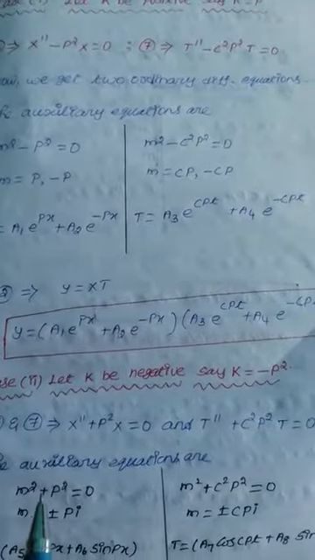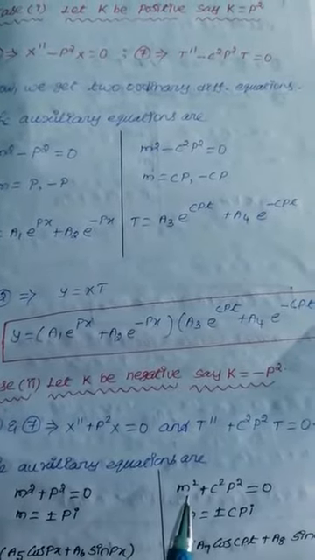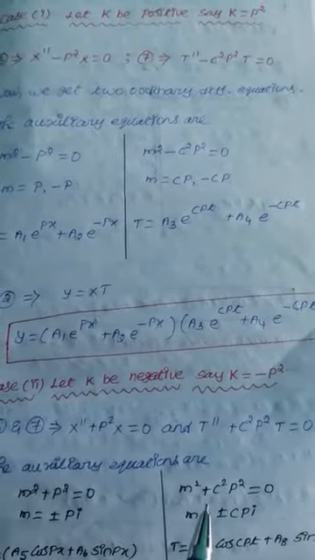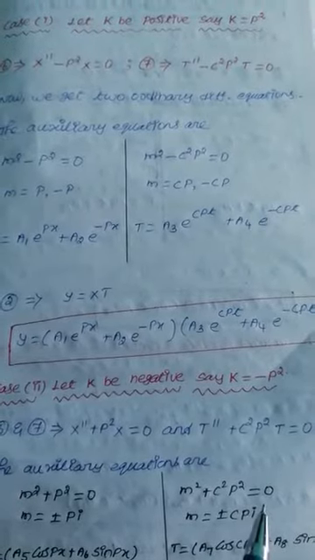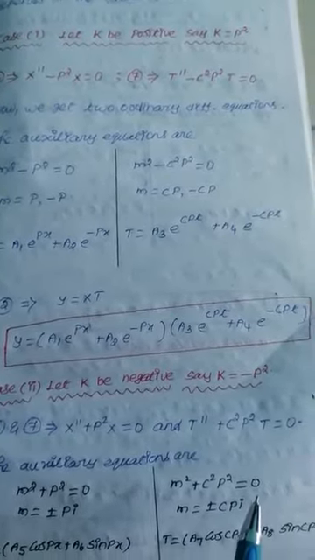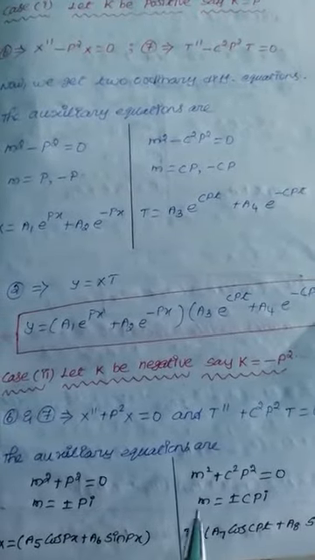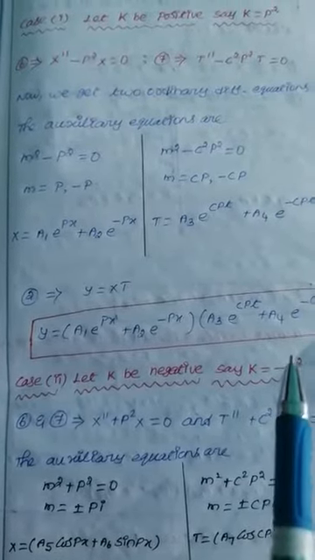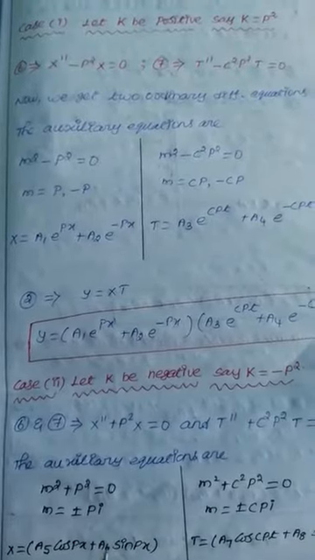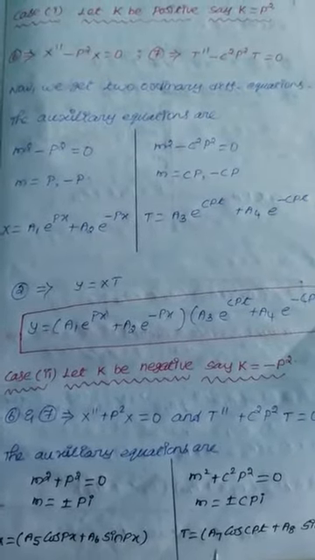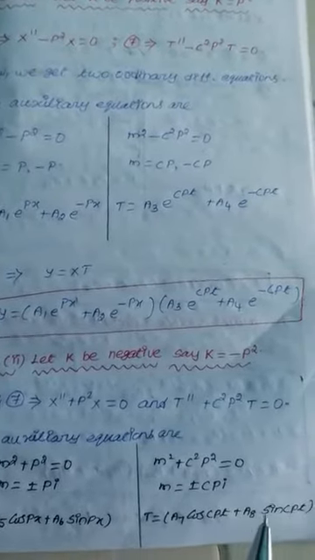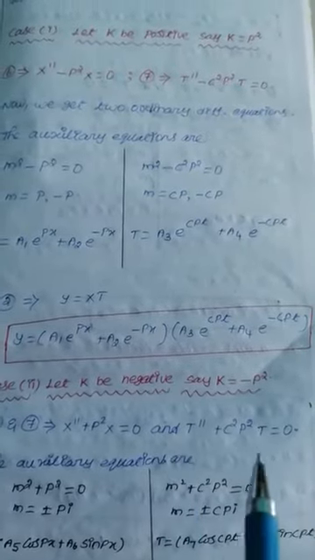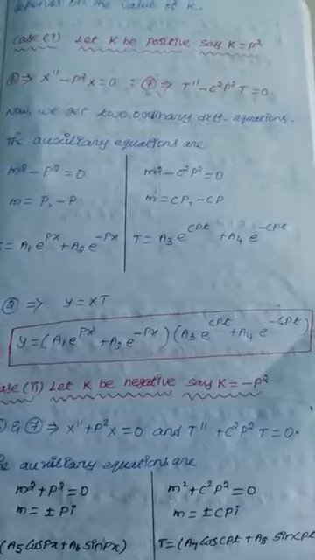So m square plus p square equal to 0, and for T double prime, m square plus c square p square equal to 0. So m equal to plus or minus pi, and m equal to plus or minus cpi. Now the roots are complex roots. For the first equation, X equal to a5 cos px plus a6 sin px, and similarly T equal to a7 cos cpt plus a8 sin cpt, which means here T is a function of t, written as T, and here the function of x is written as X.